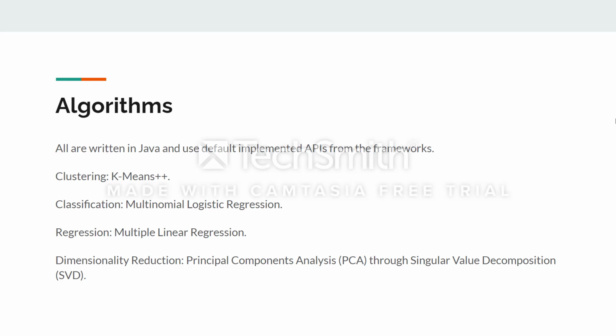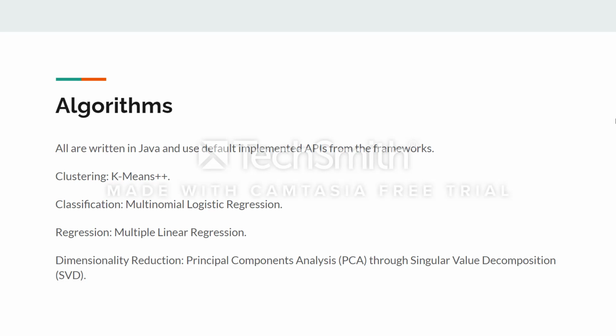So for clustering, we're going to be using K-means++, which essentially takes the squared error between centroids and instances, and then uses that to try and cluster instances together. For classification, we're going to be using multinomial logistic regression, and for regression we're going to be using multiple linear regression. For dimensionality reduction, we're going to be using principal components analysis through singular value decomposition. PCA is a very common algorithm, at least at the time of this paper, and is a good choice for this area.